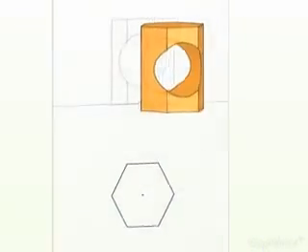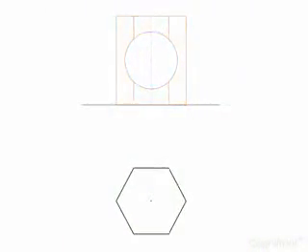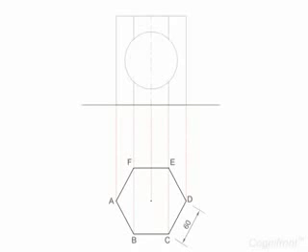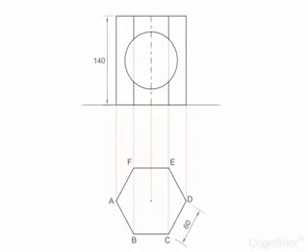First, draw its orthogonal view. The top view shows true shape and size of the hexagonal base of the prism. Project the details from top view to obtain the front view.